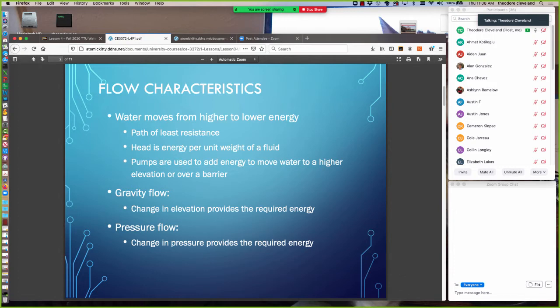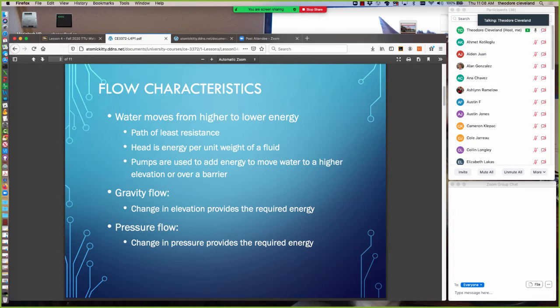The contrast to that would be a pressure flow system. In that case, the change in pressure is what provides the required energy. Most real systems are a subtle combination of the two, but if for some reason we have to push water uphill to get to our end customer, that would generally be under the category of a pressure flow system.